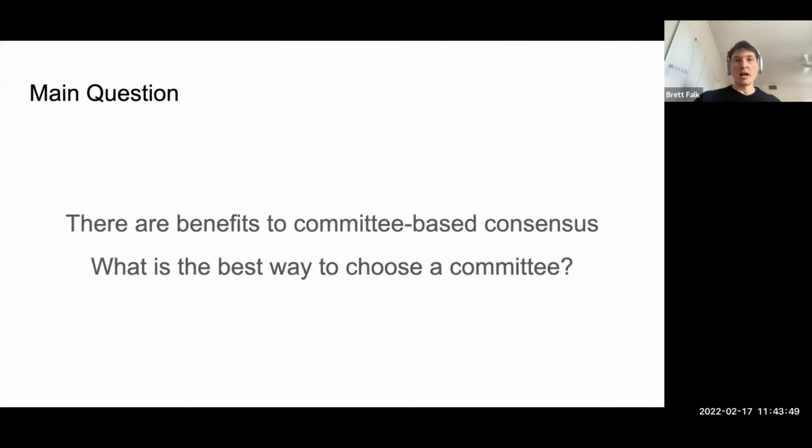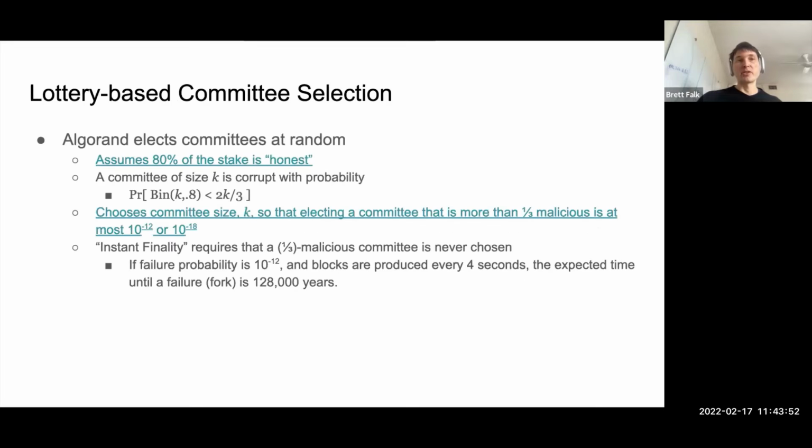So the main question here is, what's the best way to choose a committee? So let's start with the lottery-based mechanism, because that's kind of the simplest. In the original Algorand paper, they say, if we assume that 80% of the stake is held by honest people, and we're going to elect a committee of size K, then we can figure out the probability that 2/3 of the elected committee is honest, right? And that's when consensus will fail. That's when you could have a fork or a double spend attack, and you would lose this instant finality.